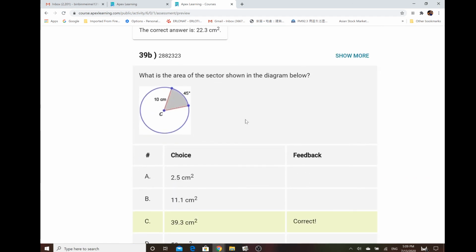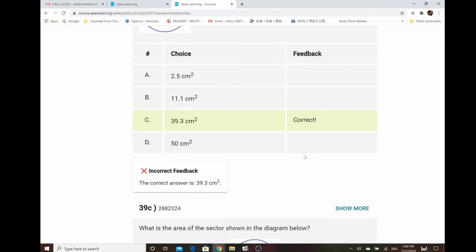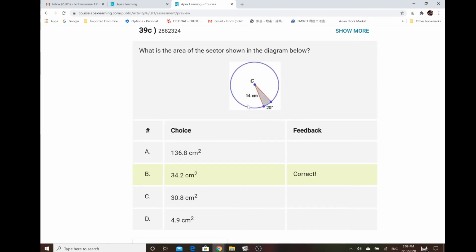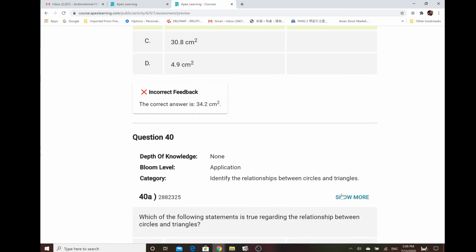So here's another one. So pi times 10 squared times 45 over 360. Eventually you'll get 39.3. Okay, so this one too. So pi times 14 squared times 20 over 360. Just put everything into the calculator, evaluate, and then you'll get 34.2 square centimeters.